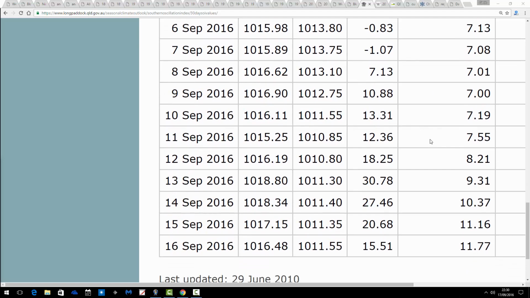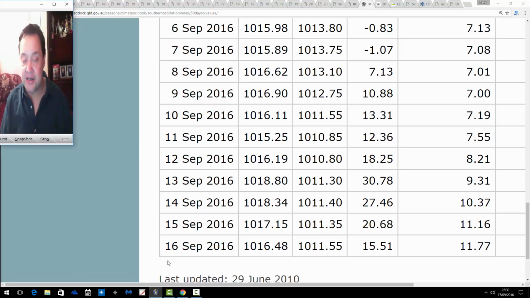But if we scroll further down, we have had some very positive numbers just recently: plus 10, plus 13, plus 12, plus 18. On the 13th, we went to plus 30. The 14th of September went to plus 27, the 15th plus 20, and then the 16th plus 15. Those are the kind of numbers we want to be seeing to get a La Nina in place.